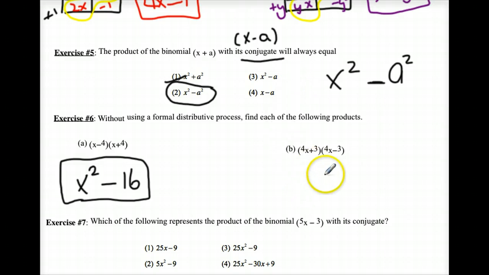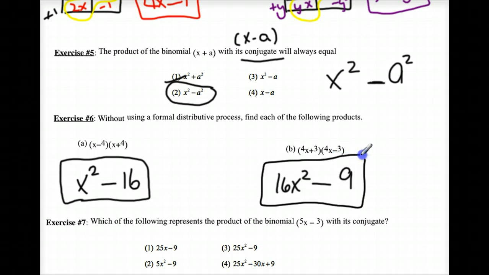What about here? I know it's 4x and 4x, so I have to multiply them. 4x times 4x is 16x squared. I know it's going to be a minus, and then 3 times 3 is 9, and that's it. That's the point. And remember, this only works if these are conjugates. So in this case, it's 4x plus 3 and 4x minus 3. Conjugates means every term is the same, it's just that one is positive and one is negative.